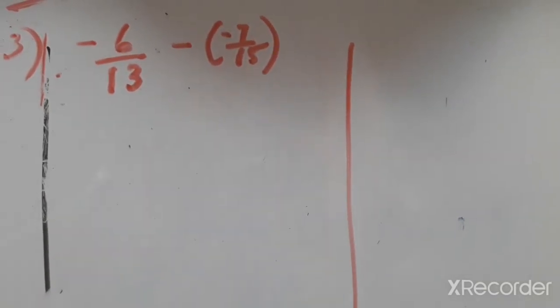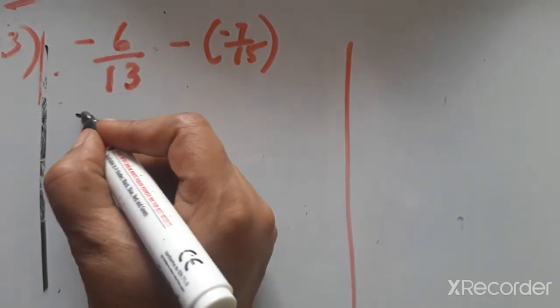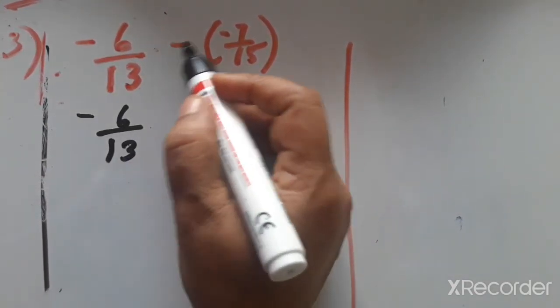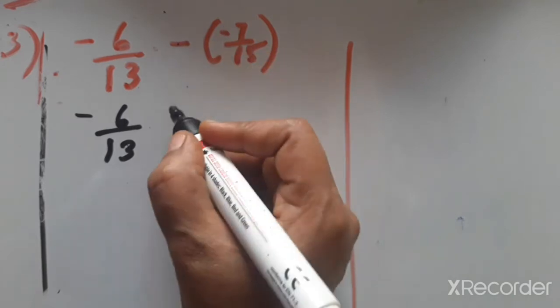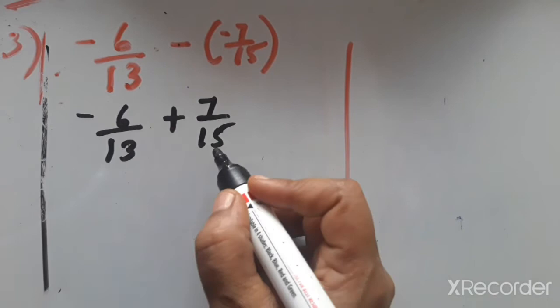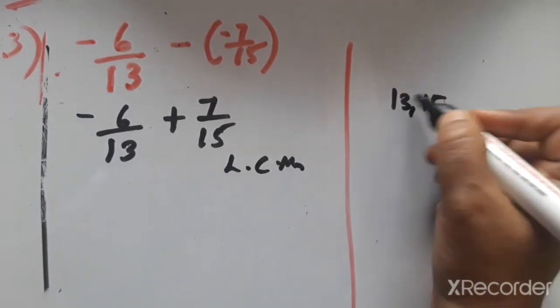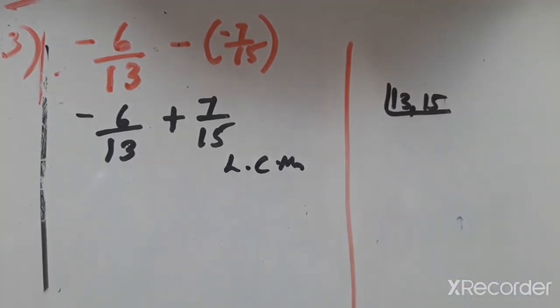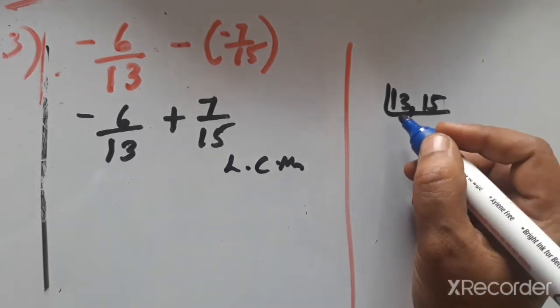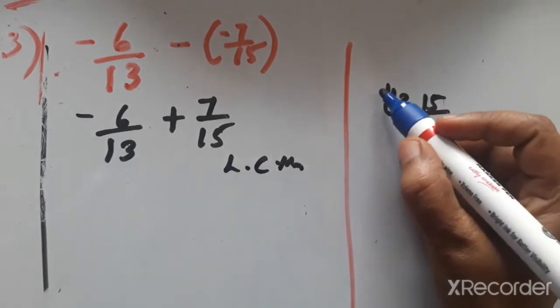Now the third question, 6 by 13 minus 7 by 15. So here simplify the value now. Minus 6 by 13 is minus 6 by 13. The symbols are there, and the bracket. Minus into minus will become plus 7 by 15. The denominators are different values, so find the LCM of the denominators 39 and 15. Both numbers will not multiply with the same table, so we can consider any one.